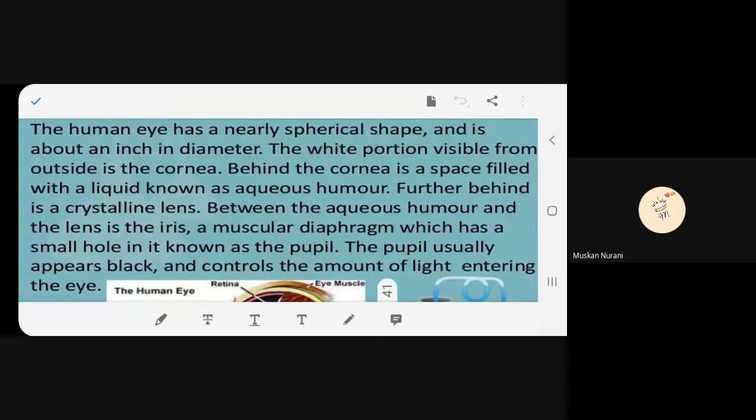Good morning, beta. Fine, let's begin with this chapter, continuation of lesson number 16, light. We're talking about the human eye. So, more about the human eye we will learn today. Please begin, beta.